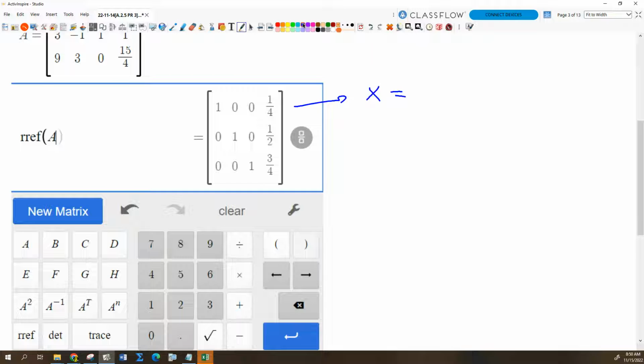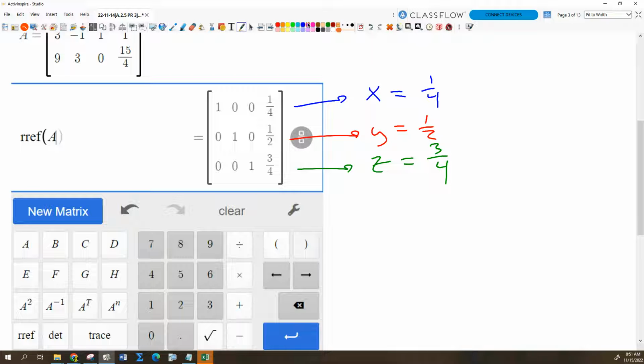1/4. How about that? Look what it does. It tells us the value of x, doesn't it? That first row tells us that x equals 1/4. What does the second row tell us? Y equals 1/2. 1 times y, which is just y, equals 1/2. And the third row tells us 1z, or just z, equals 3/4.